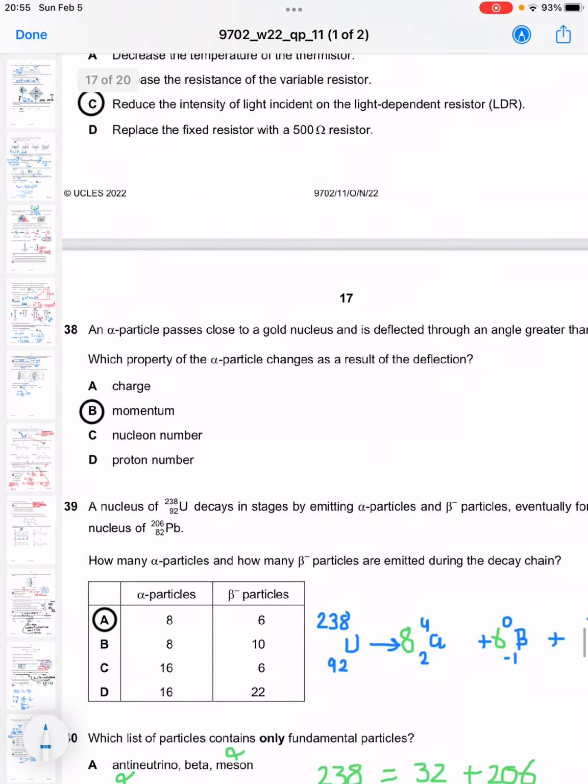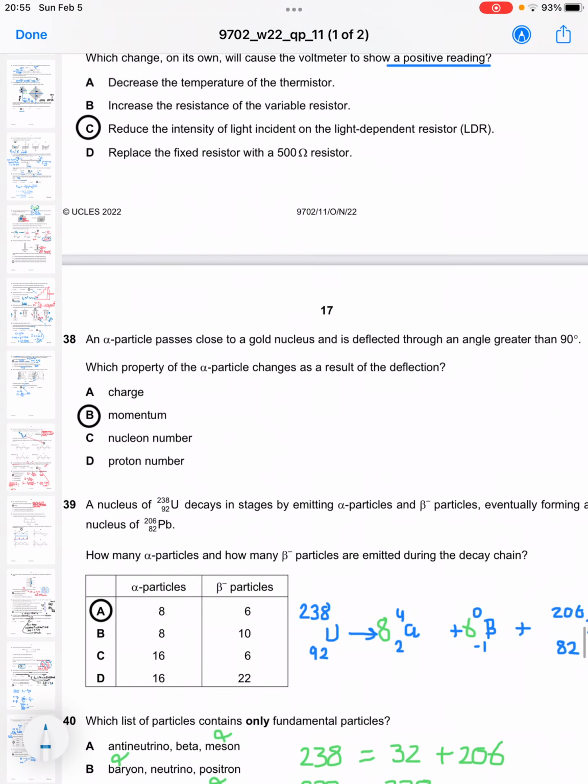Question number 38 says that an alpha particle passes through a gold nucleus and is deflected through an angle greater than 90 degrees. Which property of the alpha particle changes as the result of deflection? Because of deflection, the velocity varies. So mass times velocity, momentum changes. Charge is not changed, nucleon number and proton number are not changed.